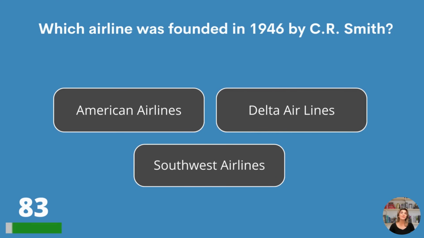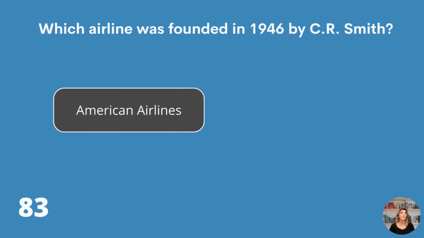Which airline was founded in 1946 by C.R. Smith? American Airlines, Delta Airlines, or Southwest Airlines? American Airlines.